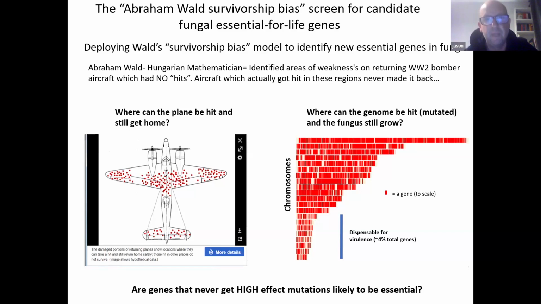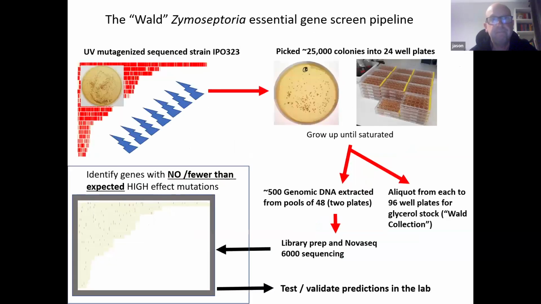So we thought whether we could do something similar for a fungal genome, just pepper it with random induced mutations and identify the genes that perhaps never could be mutated, so that we never found them mutated in viable strains, and therefore whether those genes are likely essential for the life of the fungus. So this is what we did. We UV mutagenized again our reference strain IPO323, and we picked 25,000 colonies into 24 well plates by hand. It's a bit of a team effort.